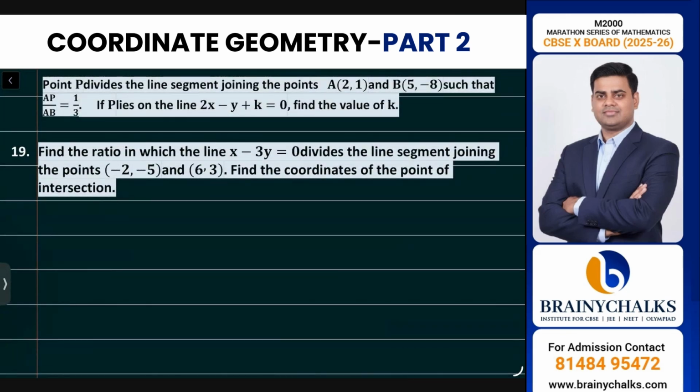Find the ratio in which the line x minus 3y equal to 0 divides the line segment joining the points (-2, -5) and (6, 3). Find the coordinates of the point of intersection.